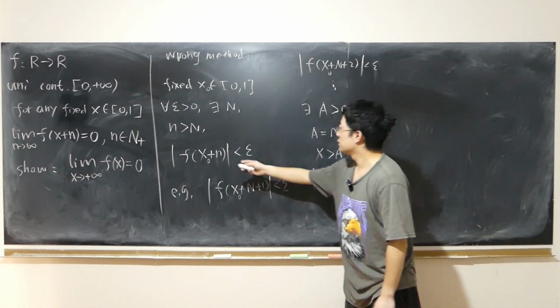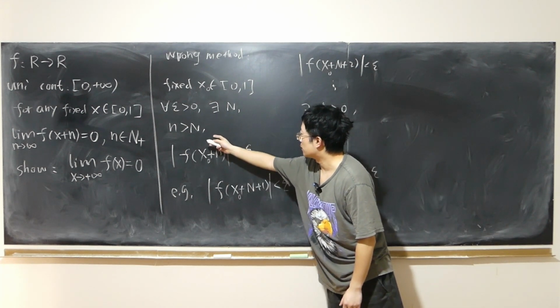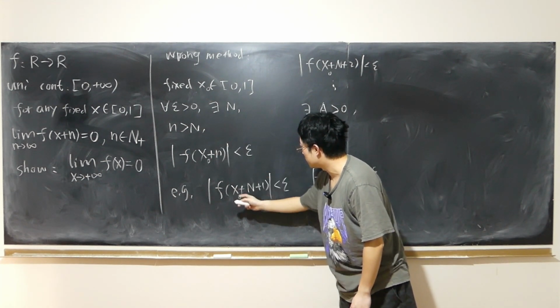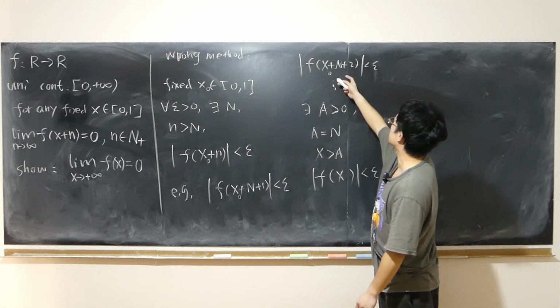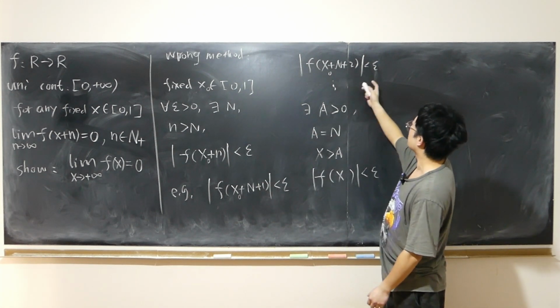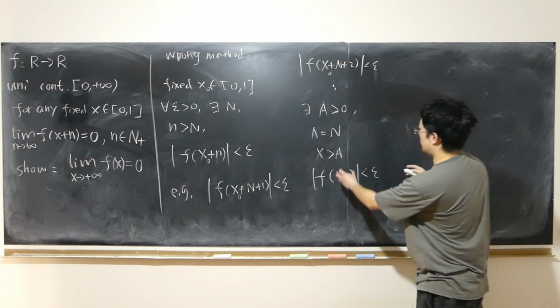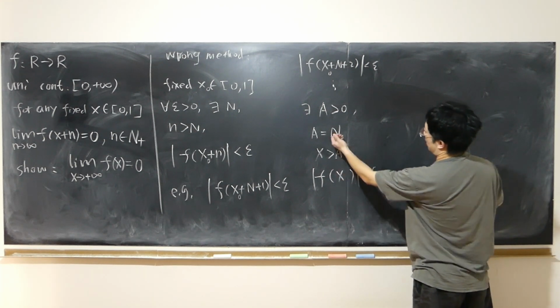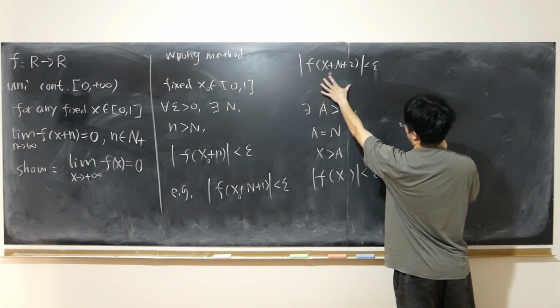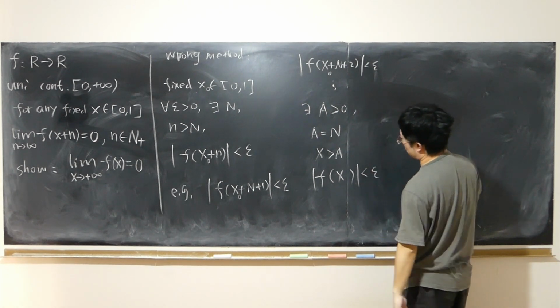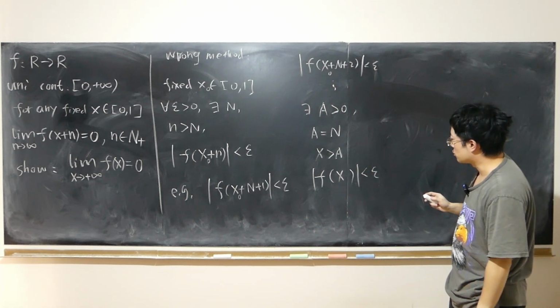Because I've just shown, as long as small n is big enough, capital N plus 1, capital N plus 2, they all can be smaller than epsilon. Then we just need x to be big enough, bigger than this capital N, and it can be small enough, smaller than epsilon. Why not? Sounds good.